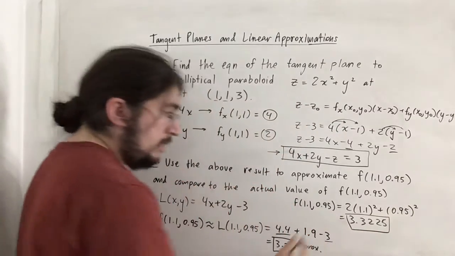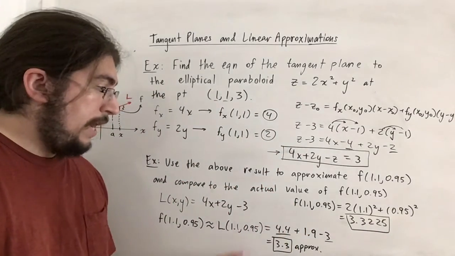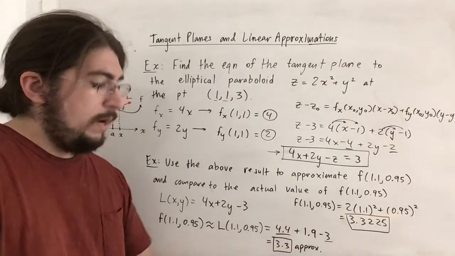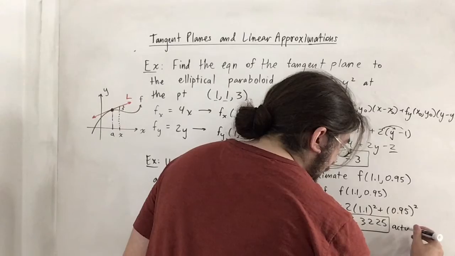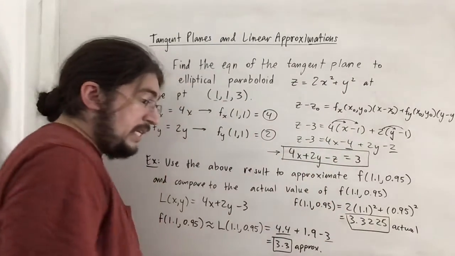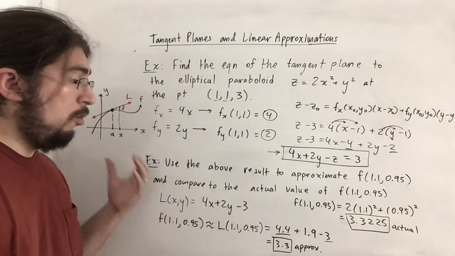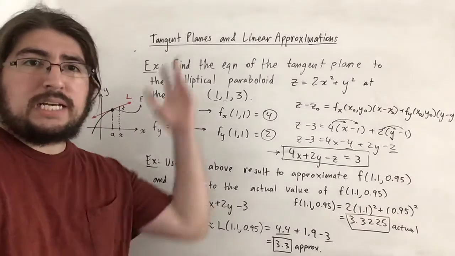And if you compare them, notice they're actually pretty close. They're actually the same as far as approximating to 1 decimal place. So that's not too bad. Let me label this as the actual value. So indeed, this idea of linear approximation holds, and that's really all I want to say as far as linear approximation goes.